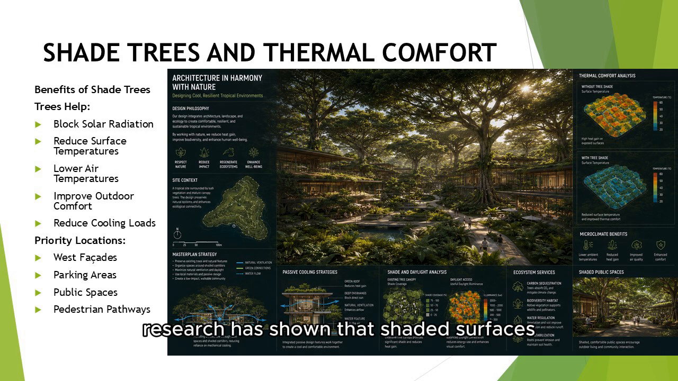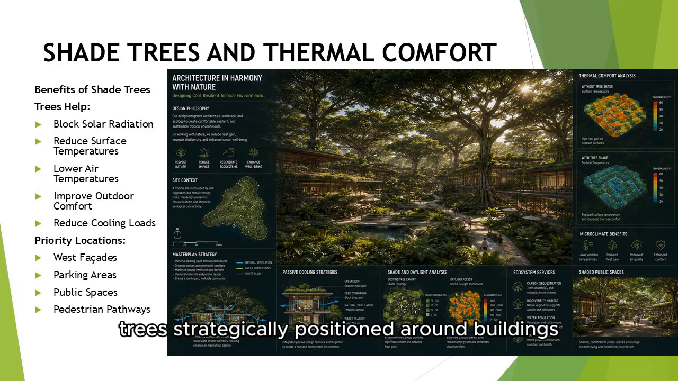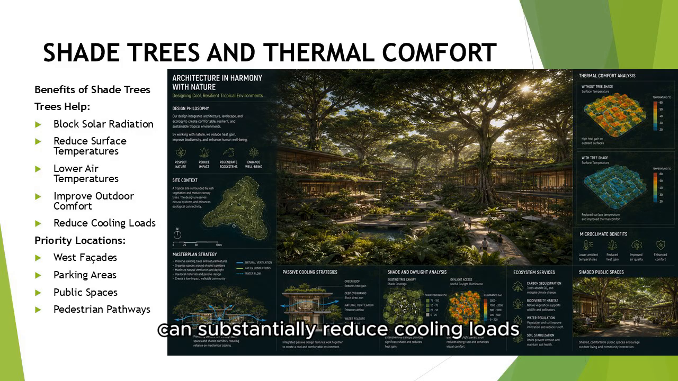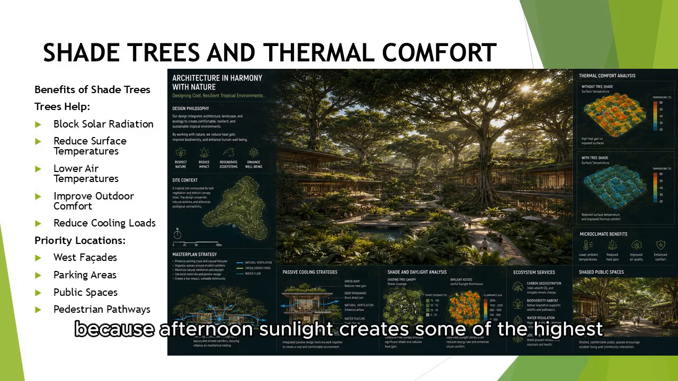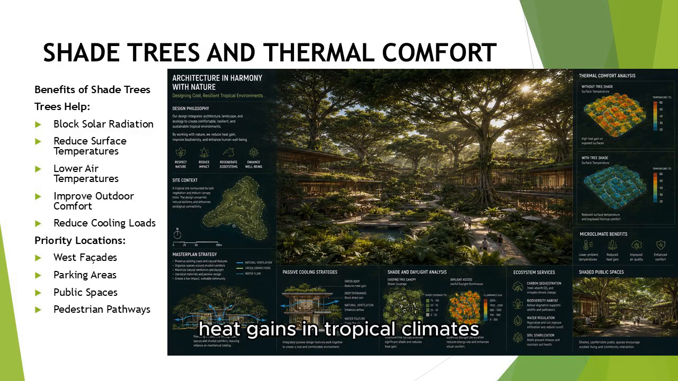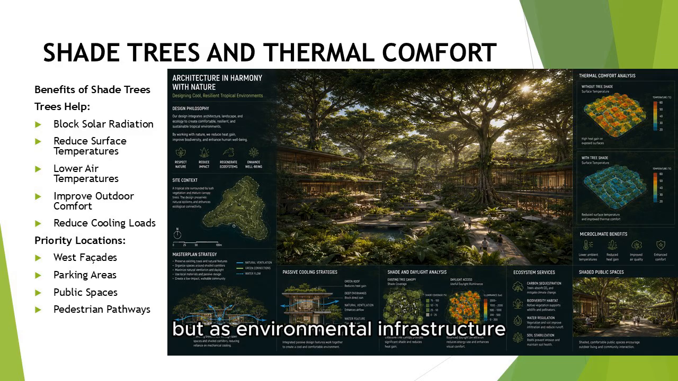Research has shown that shaded surfaces may be significantly cooler than exposed surfaces. Trees, strategically positioned around buildings, can substantially reduce cooling loads. This is especially important for west facing facades because afternoon sunlight creates some of the highest heat gains in tropical climates. As architects, we should think of trees not as landscaping accessories, but as environmental infrastructure.